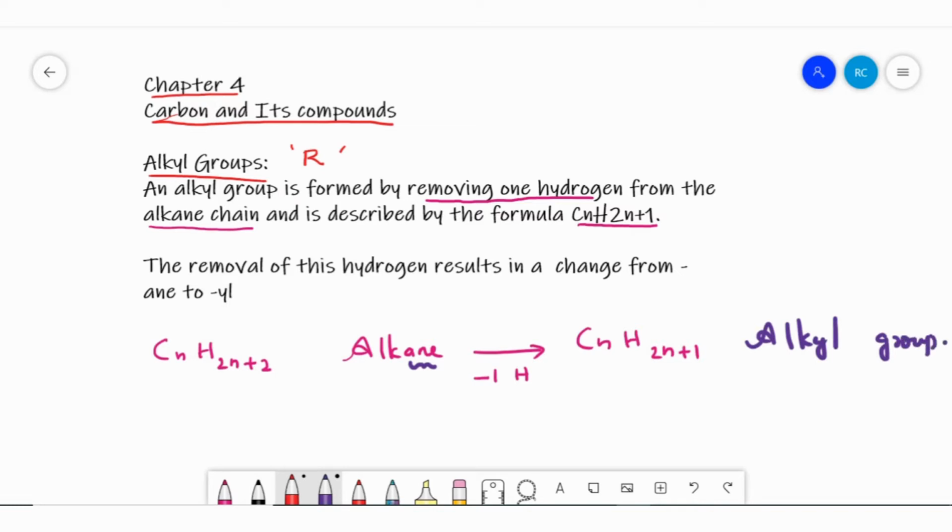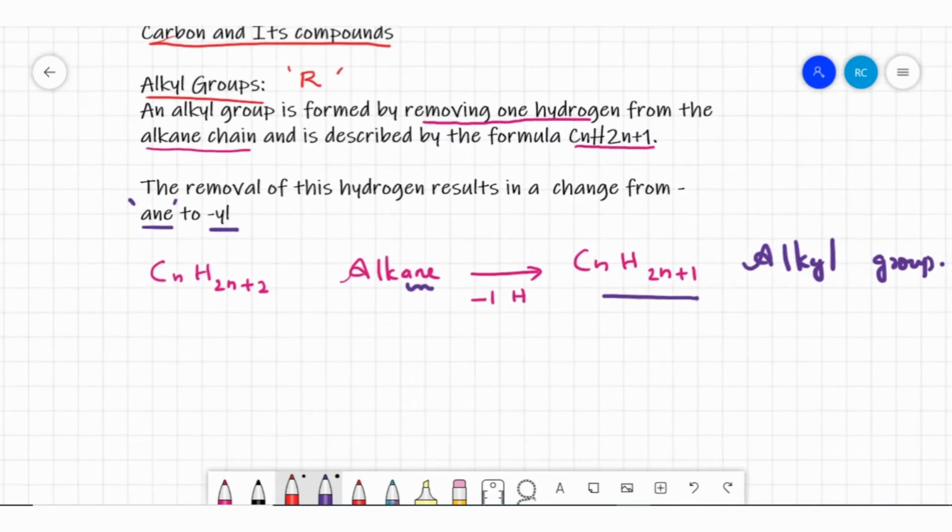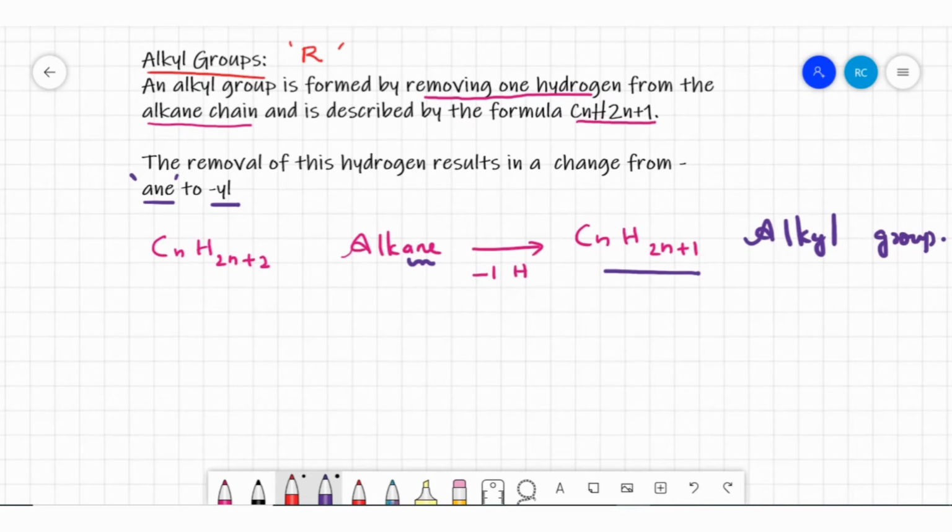This removal of hydrogen results in a change from ANE to YL. So alkyl groups are formed by removing one hydrogen from the alkane chain, and the formula automatically becomes CnH2n+1. So let us see how we can remove hydrogen and what the different alkyl groups formed accordingly are.